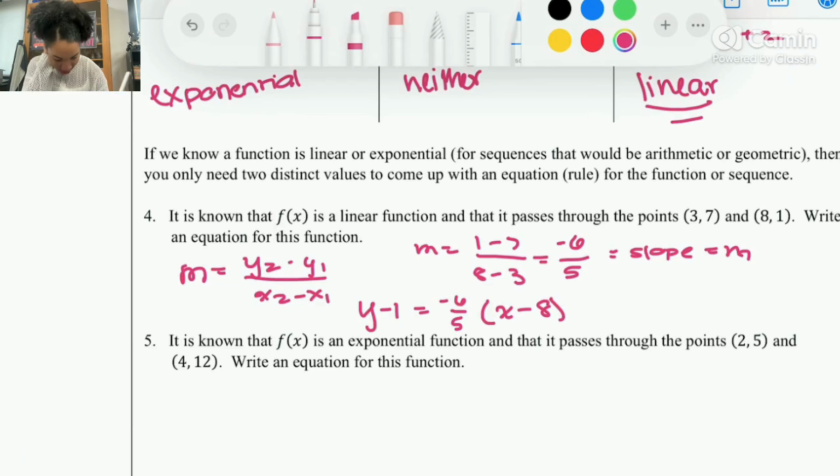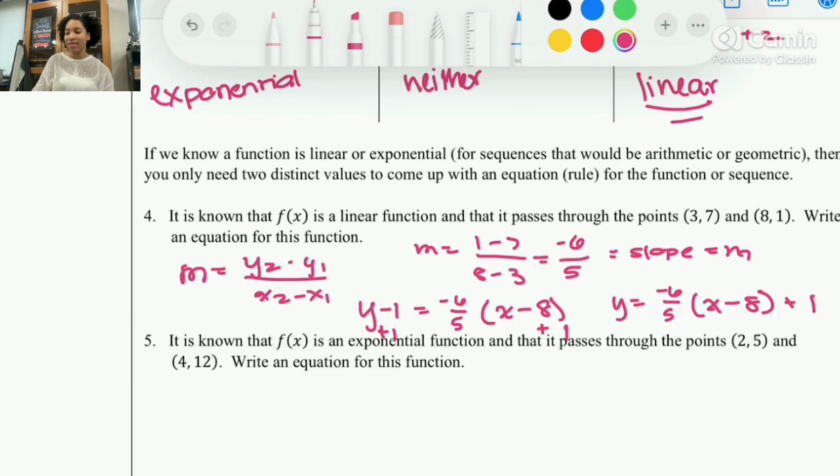And in order to convert it to the arithmetic sequence, we have to add this y from over here to the other side. So the final equation is going to be y equals -6 over 5 times x minus 8 plus 1. So that's for the arithmetic sequence.